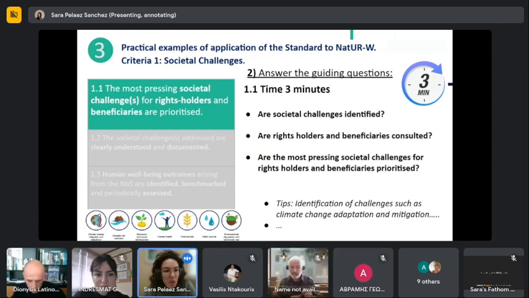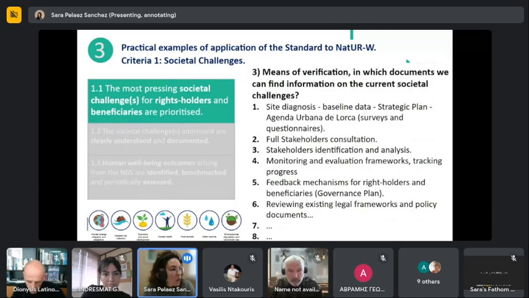We will jump to the next slide because we are running out of time. But keep this guiding question in mind and keep reflecting, both for your own projects and for NatUR-W. So I will go to the next one. Another requirement of the Excel file nowadays, the online self-assessment, is that you need means of verification.